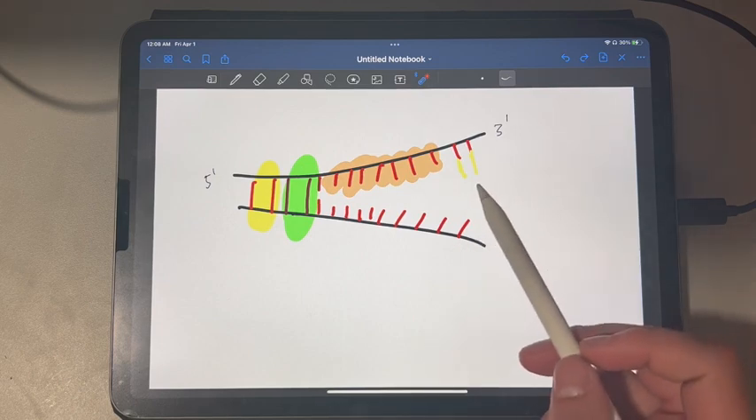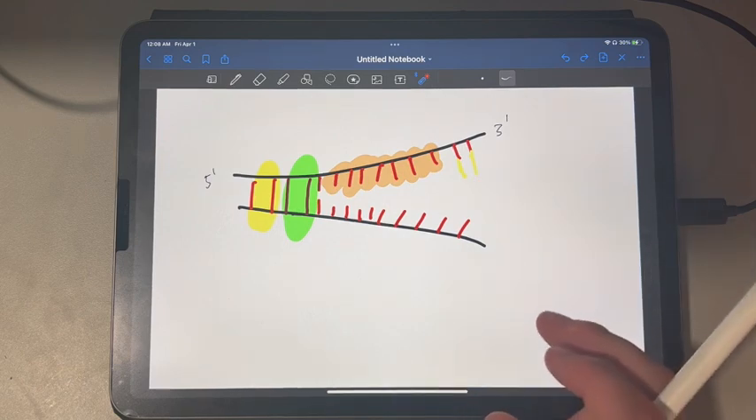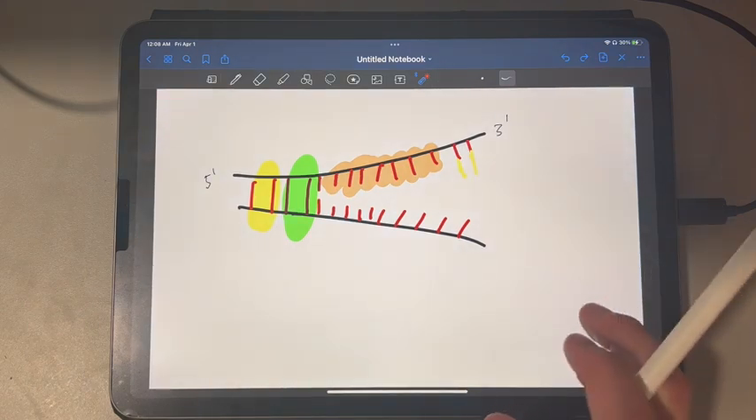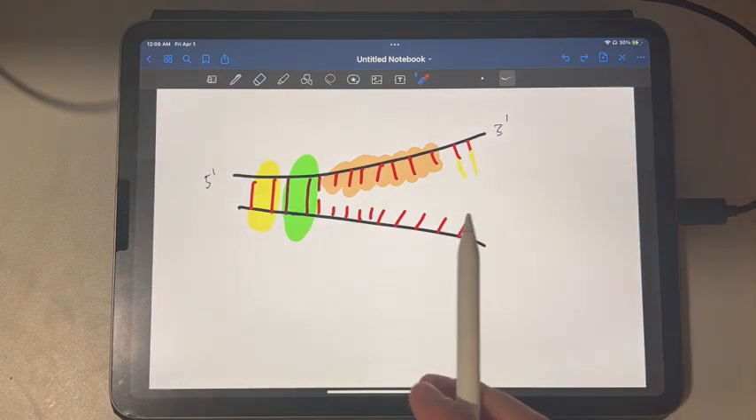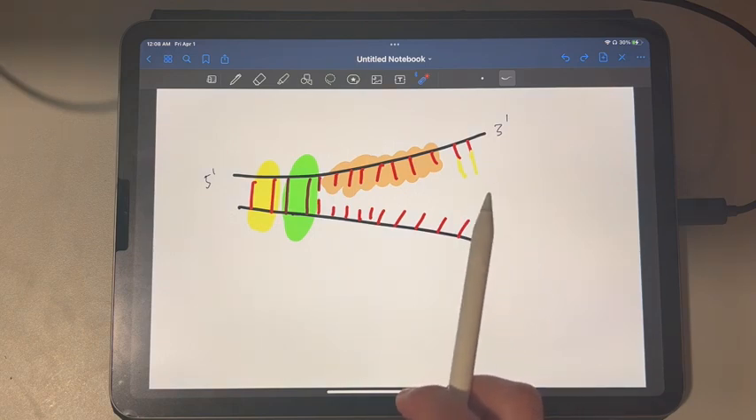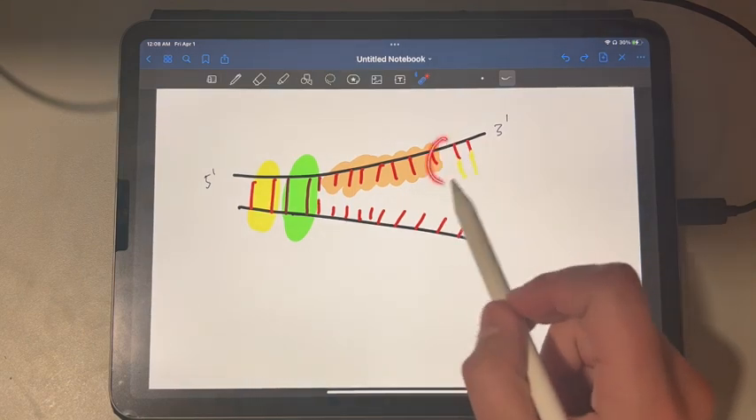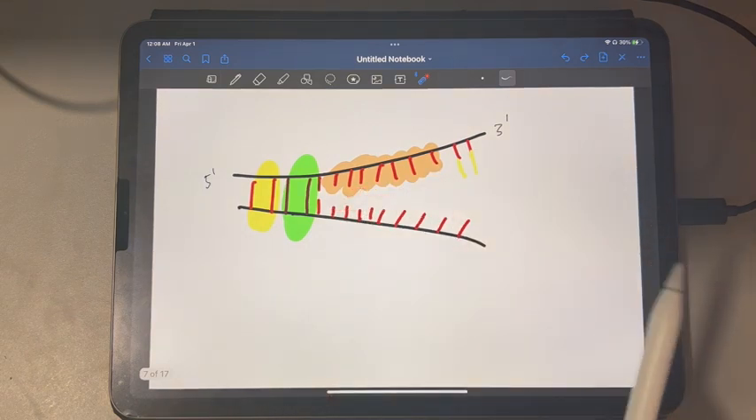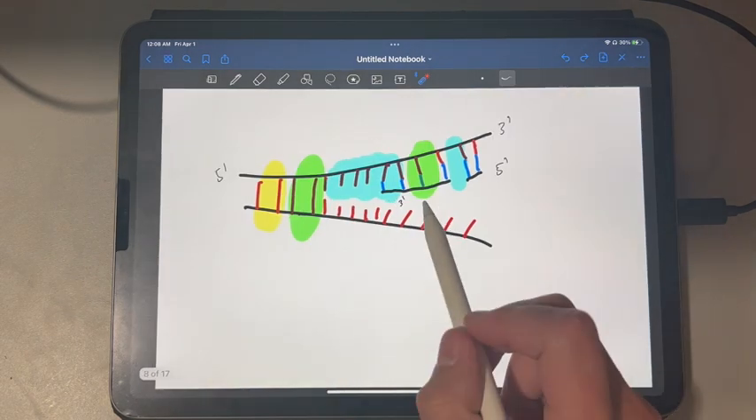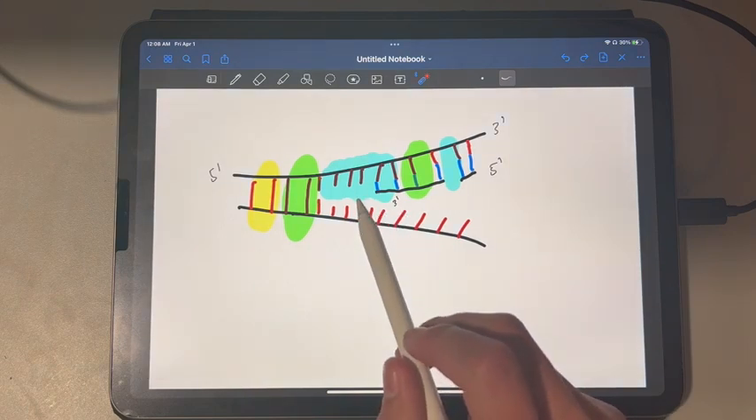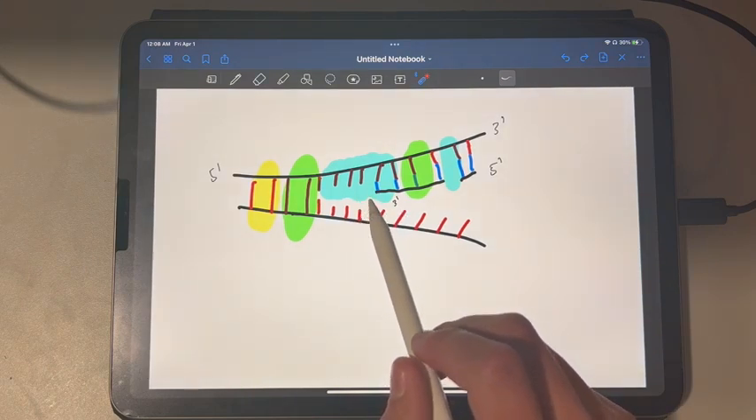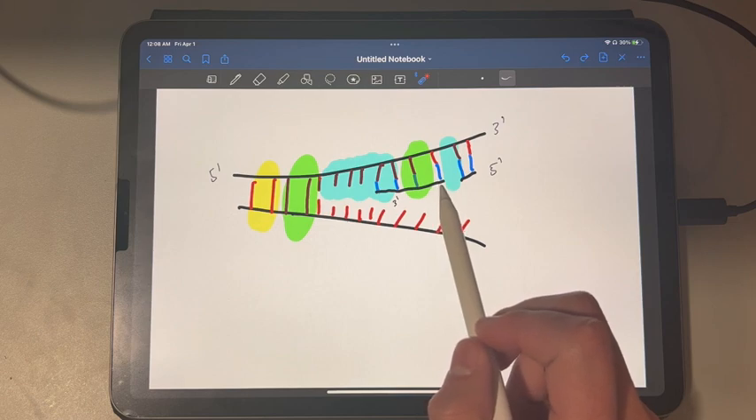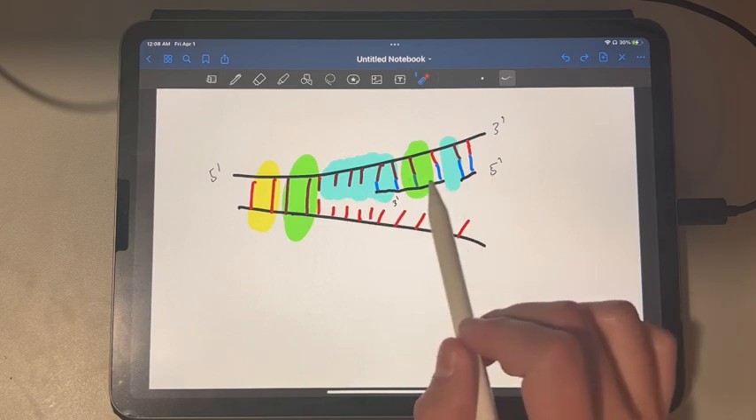So once the primers have been added, DNA polymerase comes in. DNA polymerase will bind here and move in this direction, adding bases, as you can see here. The blue enzyme is DNA polymerase. It adds nucleotides from the 5' end to the 3' end, just like that.